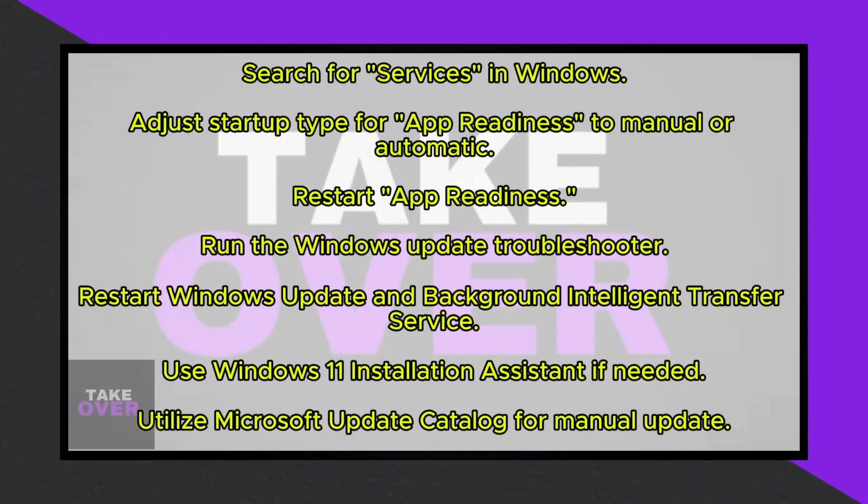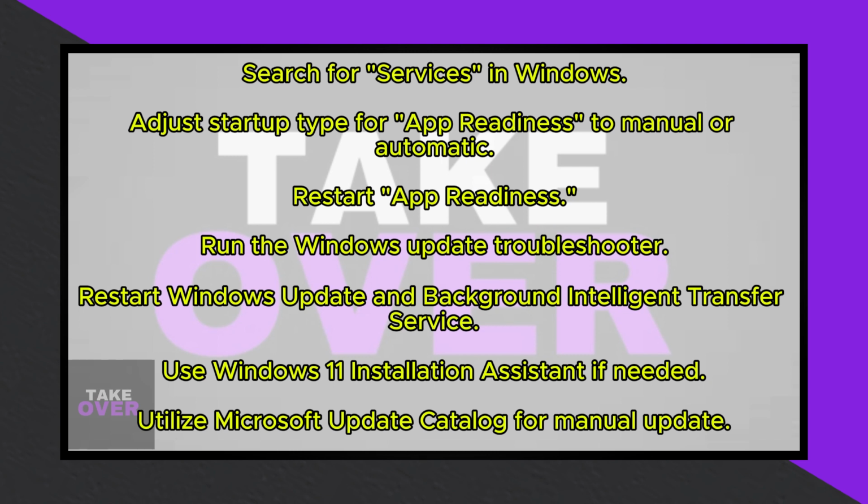In this tutorial, I'll demonstrate how to resolve issues encountered while installing updates KB50346765 or KB503447 on your Windows 11 system, particularly when facing error code 0x800f0922. To begin, initiate a search for Services in the Windows search box.